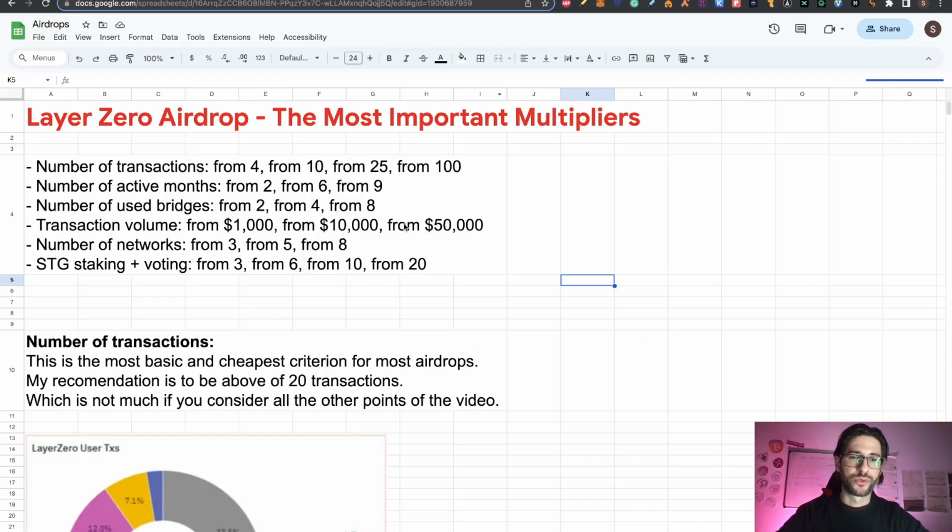So for this video I have been researching the Arbitrum airdrop, and based on that and based on many charts about the LayerZero interactions that there are right now, I came to the conclusion that these are the most important multipliers, and we are going to cover those one by one. The first one is the number of transactions, the second one the number of active months, third place is for the number of used bridges, and this is super specific for LayerZero. Then we have the transaction volume, then we have the number of networks, and then we have if you have been staking and voting STG.